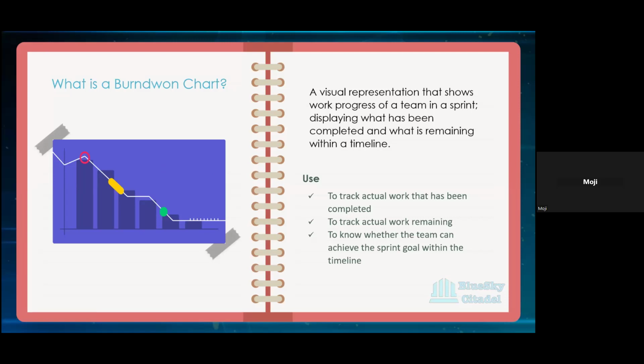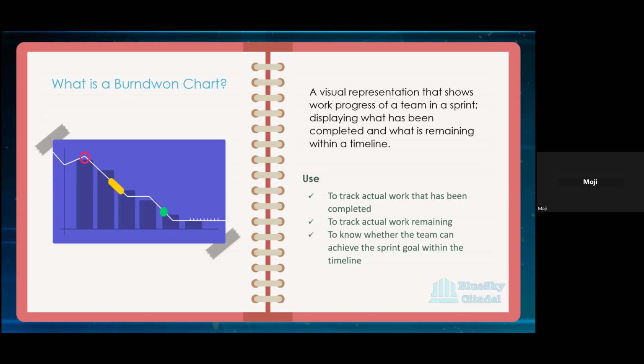So the best person that interprets and reads the chart better than anyone is you, the Scrum Master, because like I said, you can use it to motivate your team. You can use it also to know what is going on during the sprint if work is not going down the way it should go. Another reason is to know whether the team can achieve the sprint goal within the timeline.